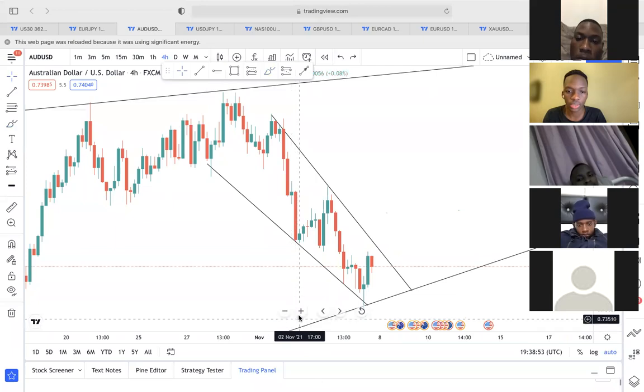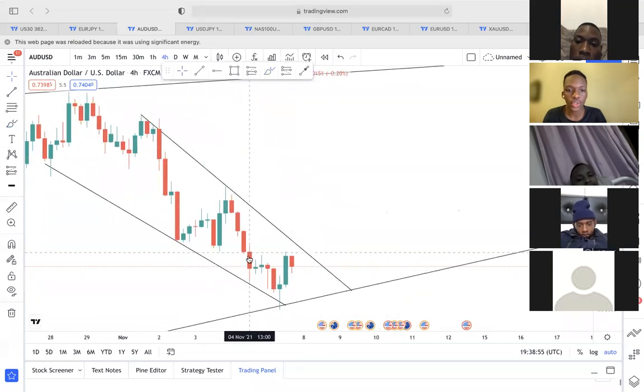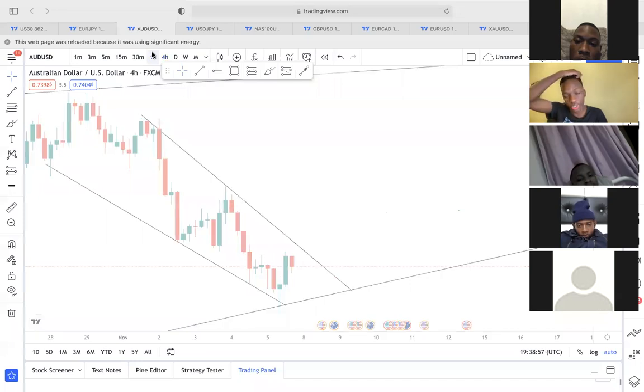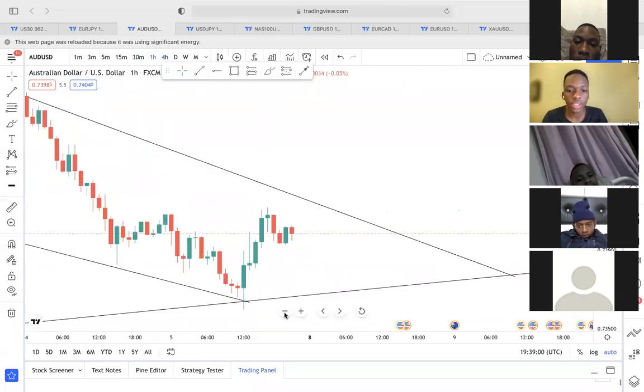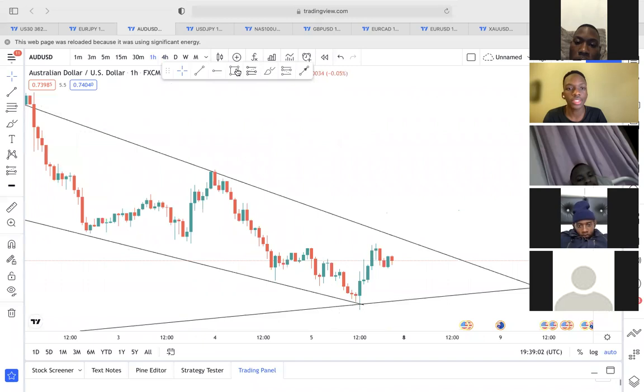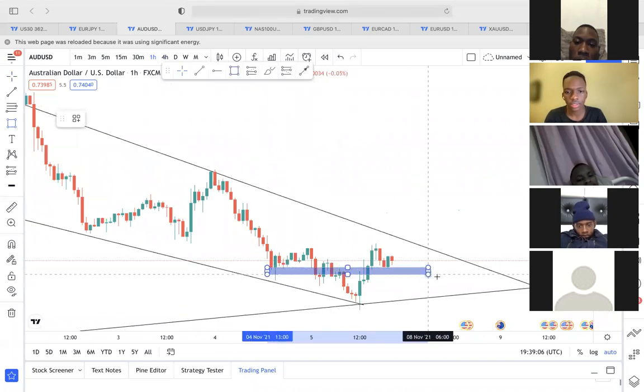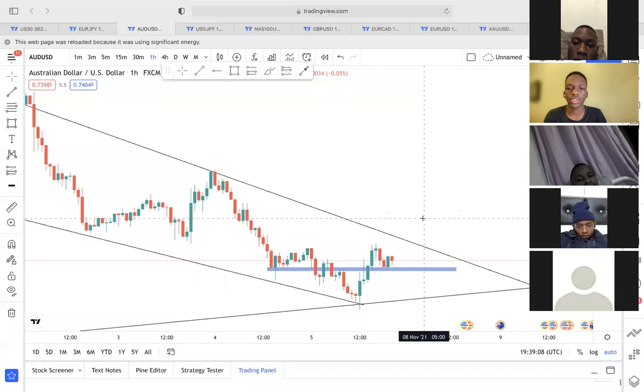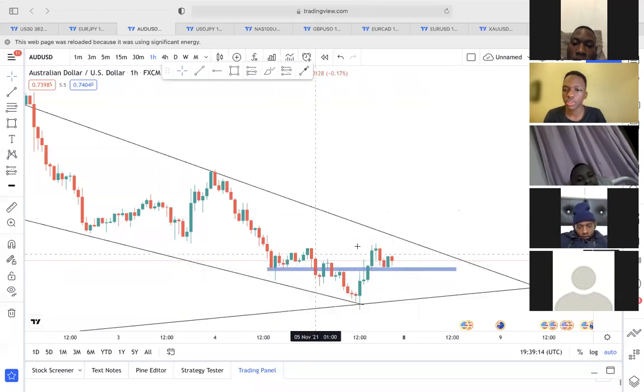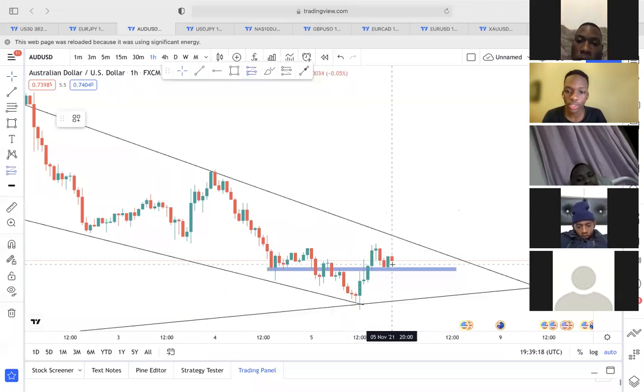There's an inverse head and shoulders pattern on AUD/USD. Let's just go down to H1. Here's our left shoulder. So there we go. Left shoulder, head, right shoulder. You can see that the right shoulder closed above our left shoulder. You see, clean. So buys are valid right now on AUD/USD too.